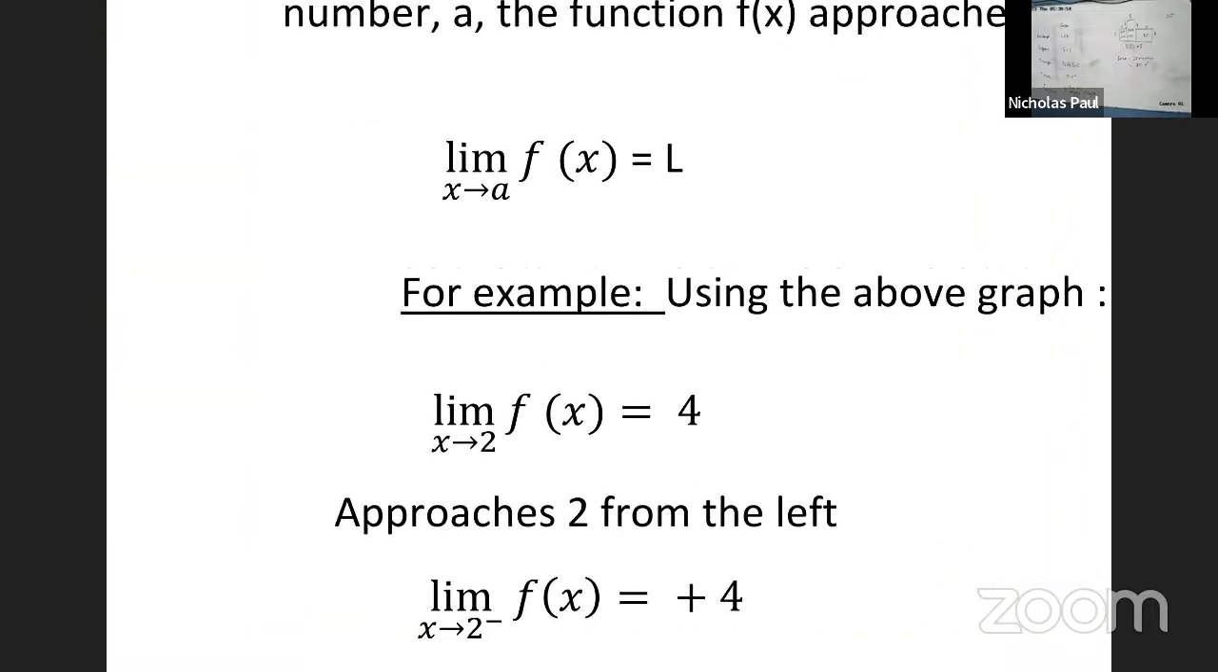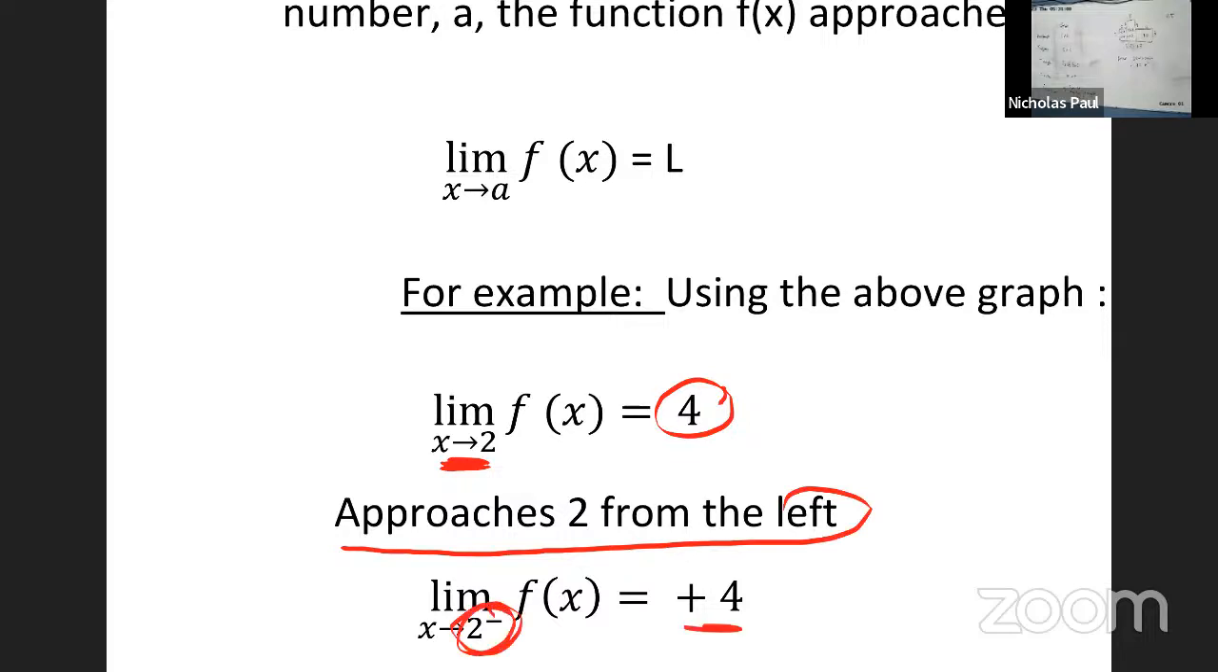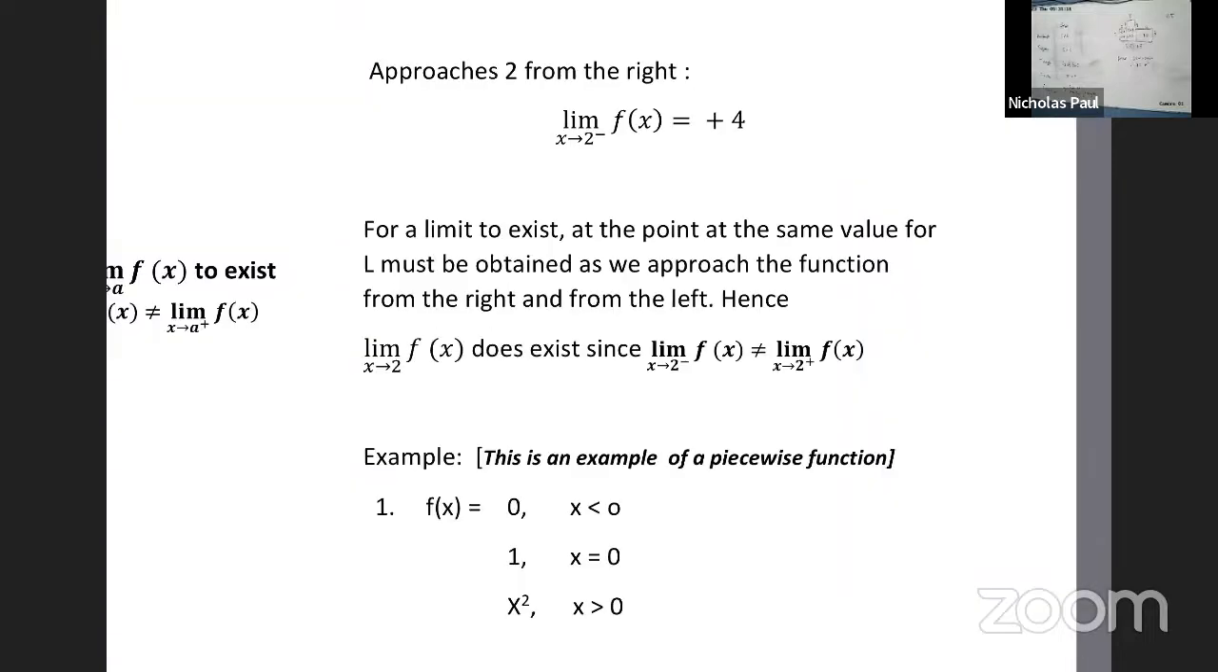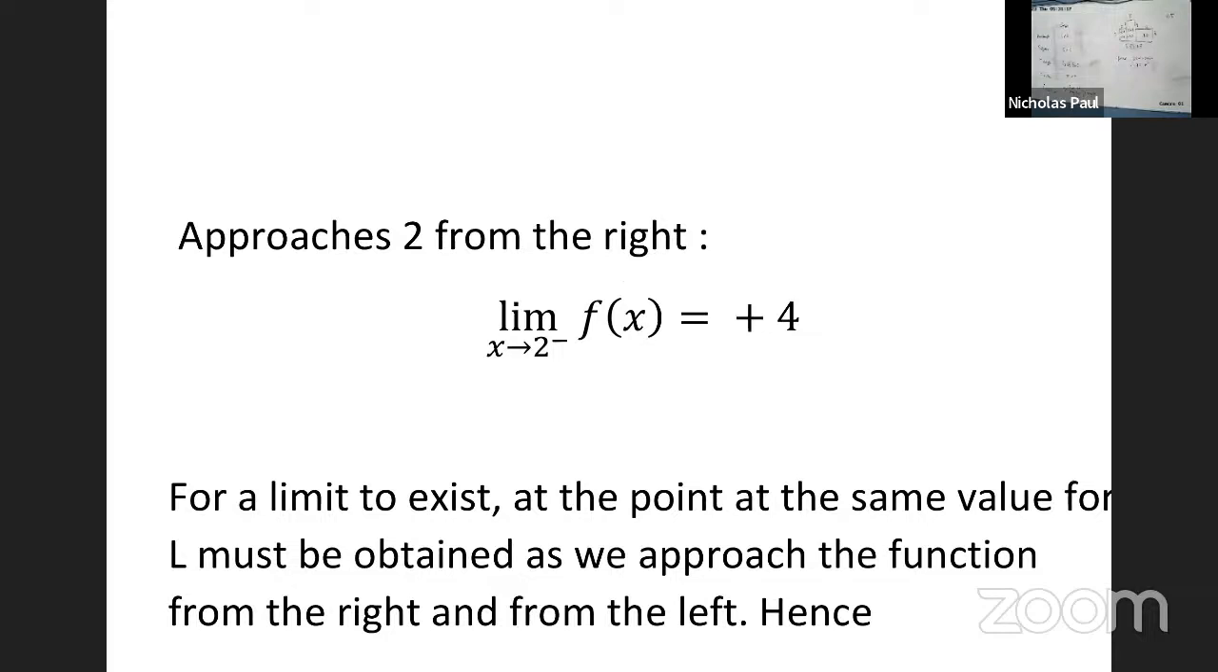For example, in the graph above, as x approaches 2, the answer is 4. And we have to check it from both sides. As it approaches 2 from the left, notice I have a negative sign here, the answer is plus 4. As it approaches 2 from the right, remember to add that, I made a little mistake there, the value is x plus 2, and the answer is also plus 4.